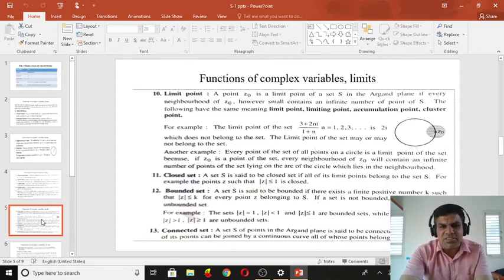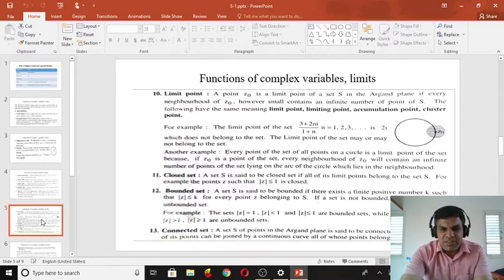We come to the closed set. A set S is said to be a closed set if all its limit points belong to the set S. For example, the set of points Z such that mod Z is less than or equal to 1 is closed. That means the center is 0 and the radius is 1, a unit circle centered at 0.